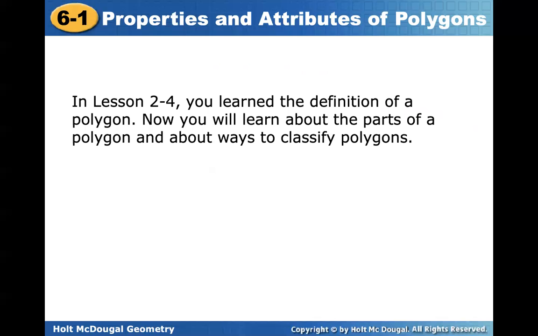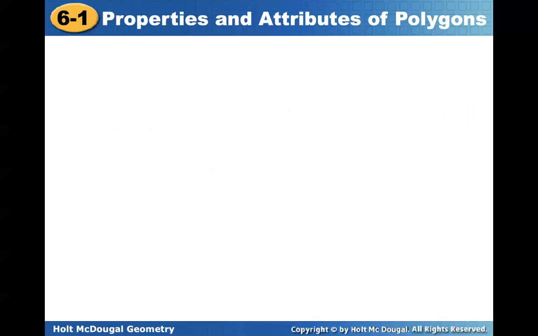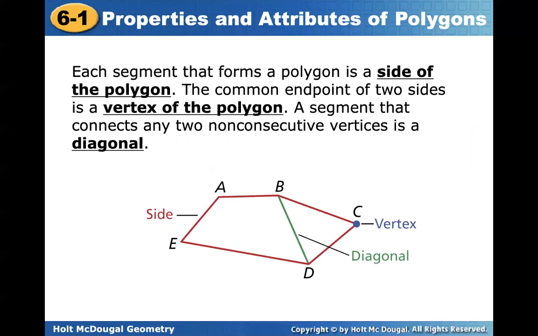In Lesson 2.4, you learned the definition of a polygon. Now you learn about the parts of a polygon and ways to classify your polygons. So the definition of a polygon is a closed figure with straight sides and 3 or more sides. Each segment that forms a polygon is a side of the polygon. So each red piece there is a side. The common endpoint of 2 sides is a vertex of the polygon. So A and B and C and D and E are all vertices.